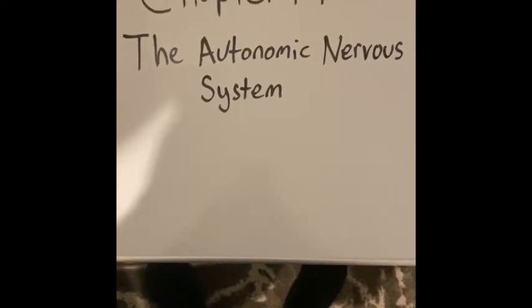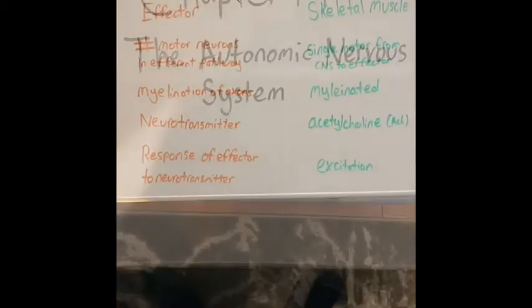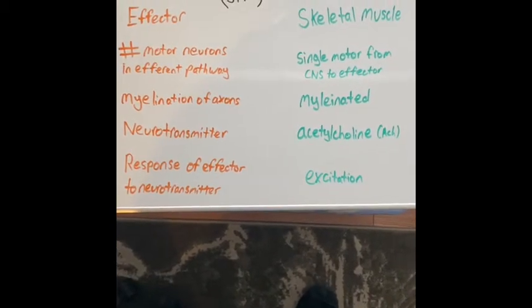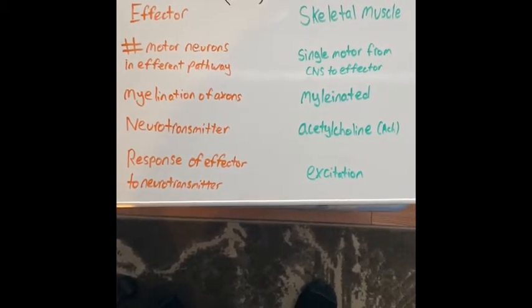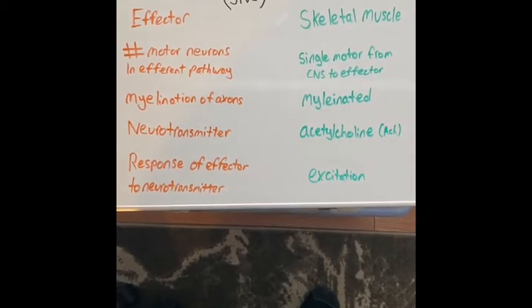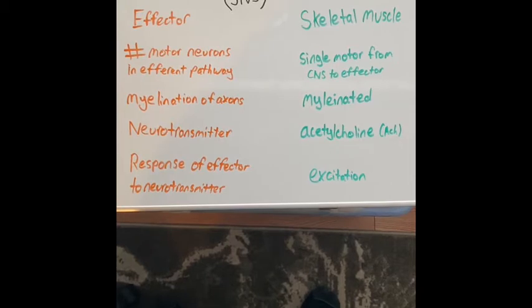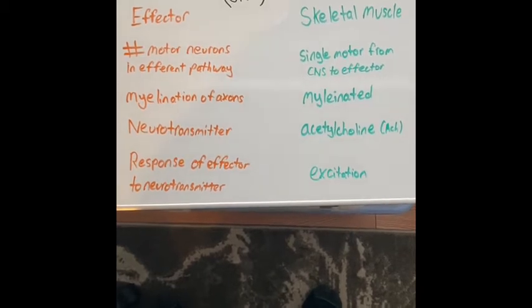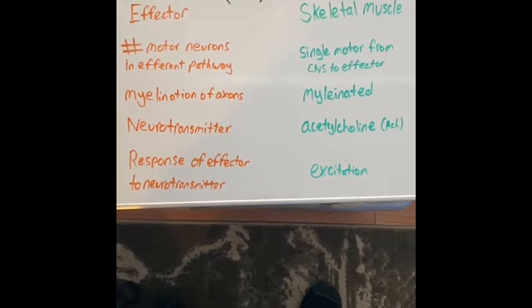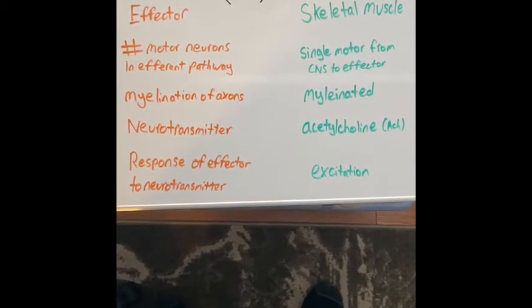Chapter 14, the Autonomic Nervous System. So here we have the somatic nervous system. Somatic, obviously dealing with the senses and sensory stuff like that. We have the effector, dealing with the skeletal muscle. The number of motor neurons in the efferent pathway is single, a single motor neuron from the CNS to the effector. CNS standing for central nervous system, containing the brain and the spinal cord.